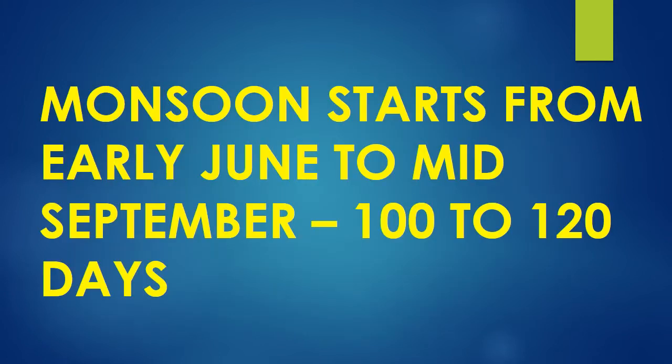Now we can say India's climate is a monsoon type of climate. And what is monsoon? The seasonal reversal in the wind direction is called monsoons. That means in winters we see the wind blowing from land to sea, and in summers it changes, it blows from sea to land. And monsoon in our country starts early June and ends by mid-September, and it carries on for 100 to 120 days.